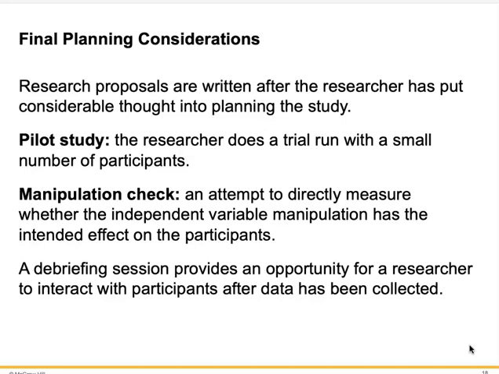And then we would conduct the experiment again with a greater number of participants, because remember, a greater number of participants equals a greater likelihood of significant results, which means a greater reliability that we could say that whatever we're seeing in the experiment is now being generalized to the population. Sometimes we use a manipulation check, which is really an attempt to directly measure whether the independent variable manipulation has the intended effect on the participants.